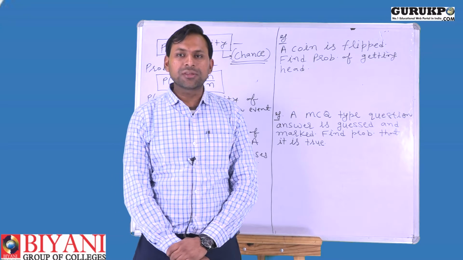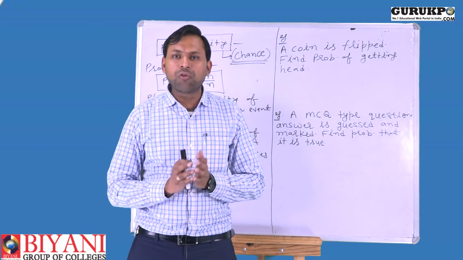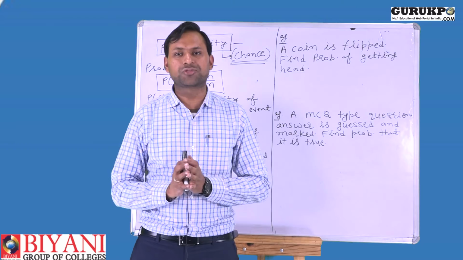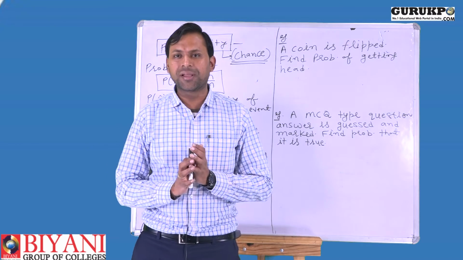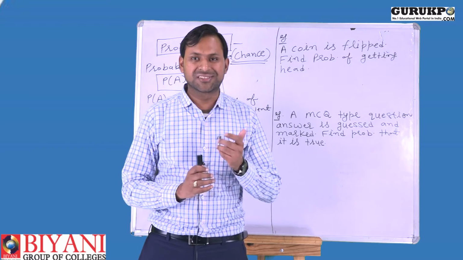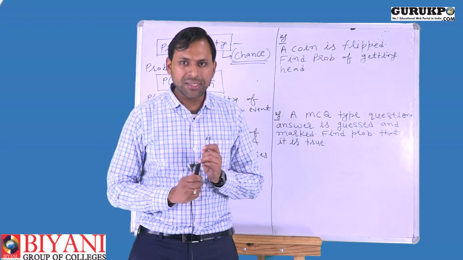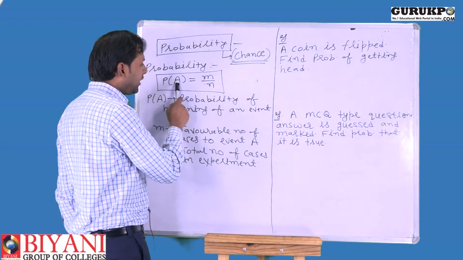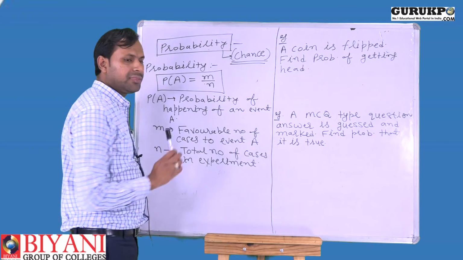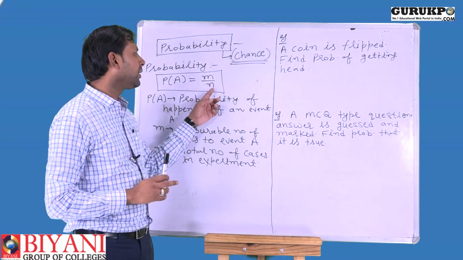Friends, today in this video lecture, we will discuss what probability is and how we can solve simple problems of probability. Probability is a very simple topic. Probability basically means chance. What is the chance of the happening of an event? The basic formula is P(A) = M/N. The only basic formula in probability is P(A) = M/N.